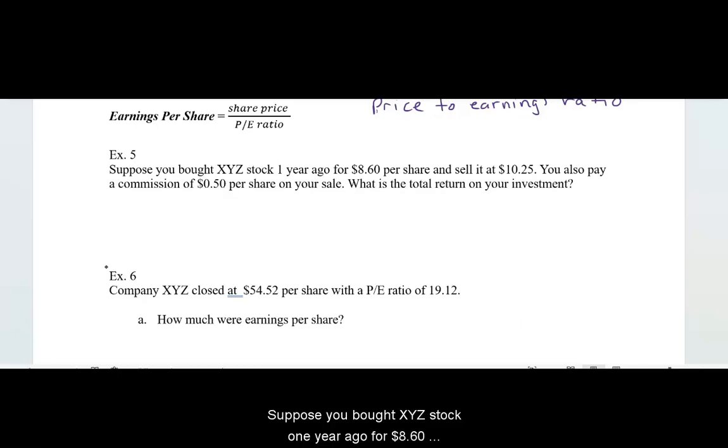You bought a stock 1 year ago for $8.60 per share, and you sell it at $10.25. You also pay a commission of 50 cents per share on your sale. What is the total return on your investment? Well, first we have to label what is P. P is what you initially paid for the stock. All right, well, that's the $8.60.